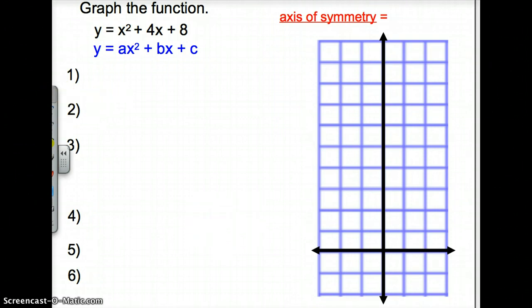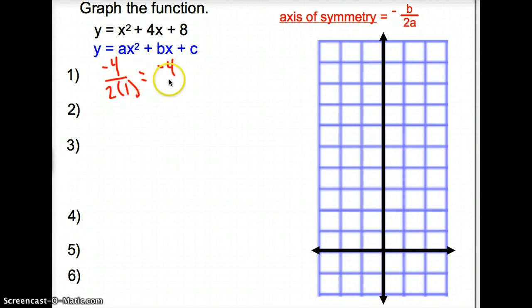So the first thing that we're going to do is find the axis of symmetry. Remember that the axis of symmetry is negative b over 2a. So now that's a big step here. So we have negative b, which is negative 4, over 2a, so it's 2 times. And now what is our a? What is our a from this black equation right here? Well, there's no number in front of x squared, so I know that the number is 1. So we keep going. Negative 4 divided by 2 is going to be negative 2.